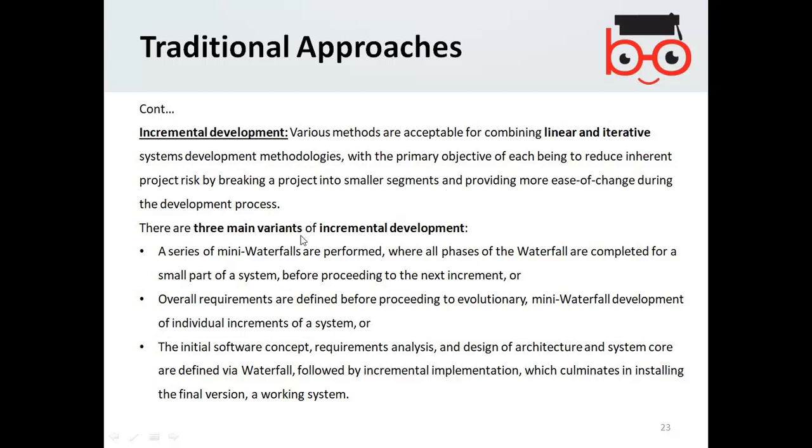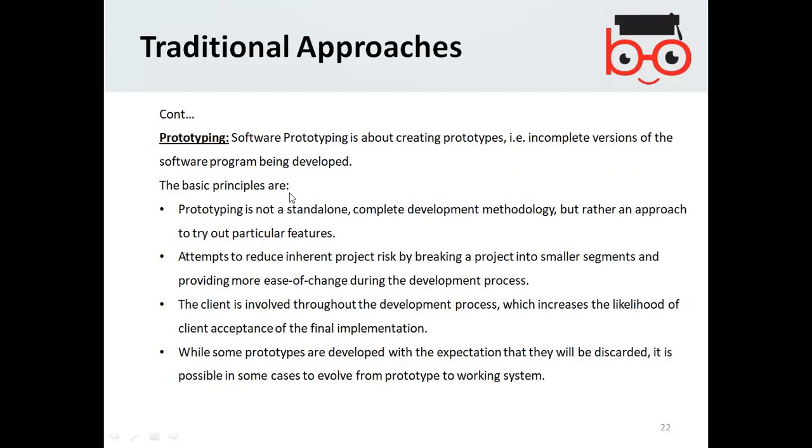These are three main variants of incremental development. A series of mini waterfalls are performed where all phases of waterfall are completed for a small part of a system before proceeding to the next increment. The second one: overall requirements are defined before proceeding to evolutionary mini waterfall development. The initial software concept, requirement analysis, and design of architecture and system core are defined in a waterfall. So the prototyping is producing an incomplete software.